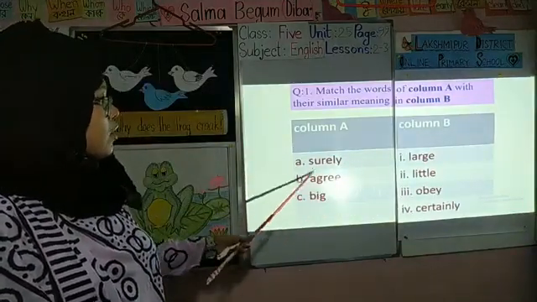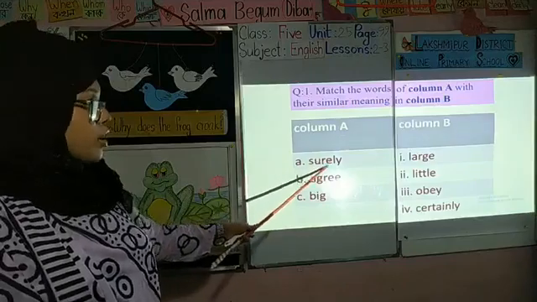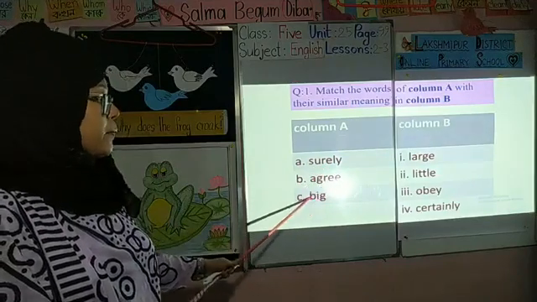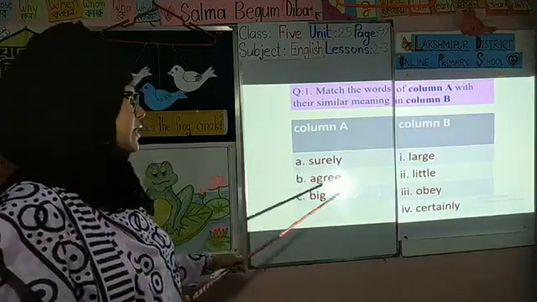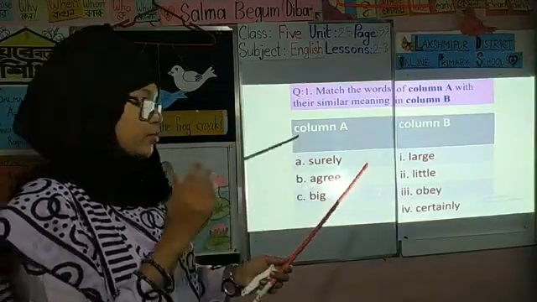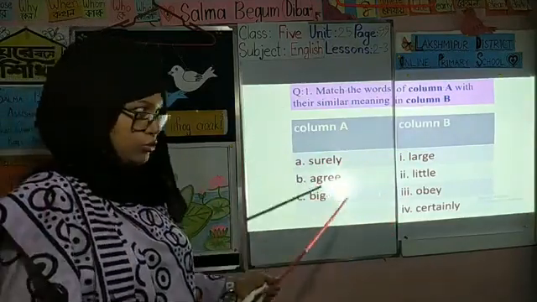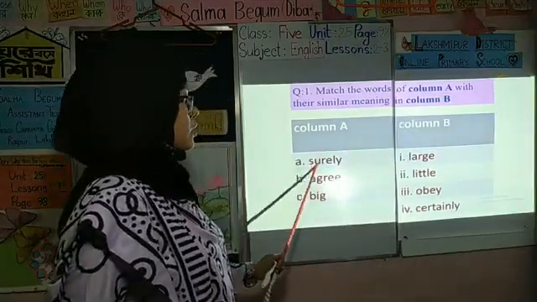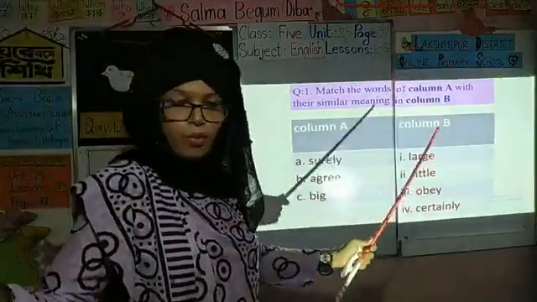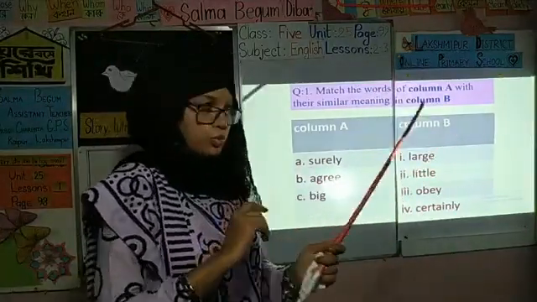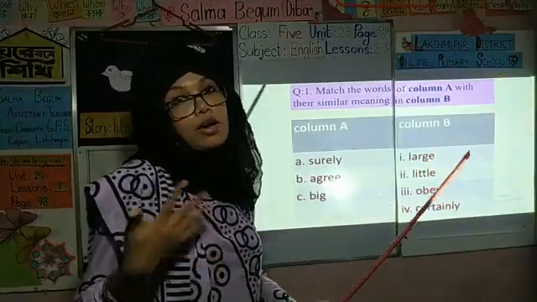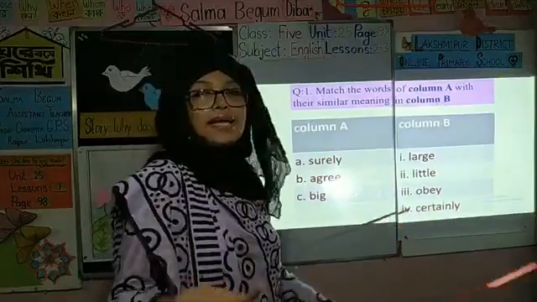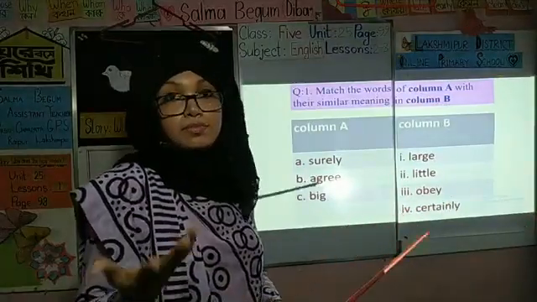So, some three words in column A are surely, agree, big. Surely, nishchit; agree, raji hawa, ekmot hawa; big, boro. So, can you guess what will be here the answer? Large, brihot, boro; little, choto; obey, palun kara, mana; certainly, nishchit, of course.